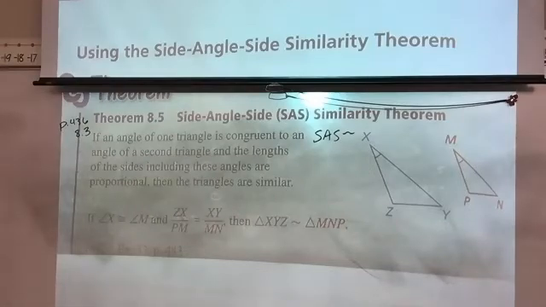So if they ever ask you why you can use SAS similarity, you cannot say the sides are similar. Okay, the sides are proportional. The angle is congruent. The triangles are similar. Okay, a lot of different words thrown in.